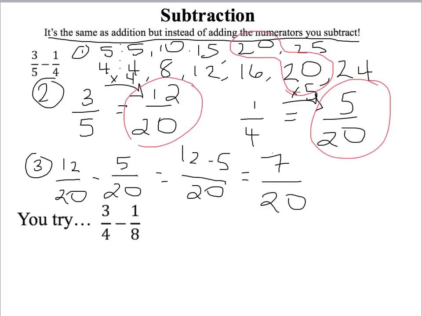Can you simplify this? No, you can't. There's no number that divides both into 7 and 20. I know that right away because 7 is a prime number. And we're done. So subtraction is exactly the same as addition. Now try the bottom one on your own, and then we're done.